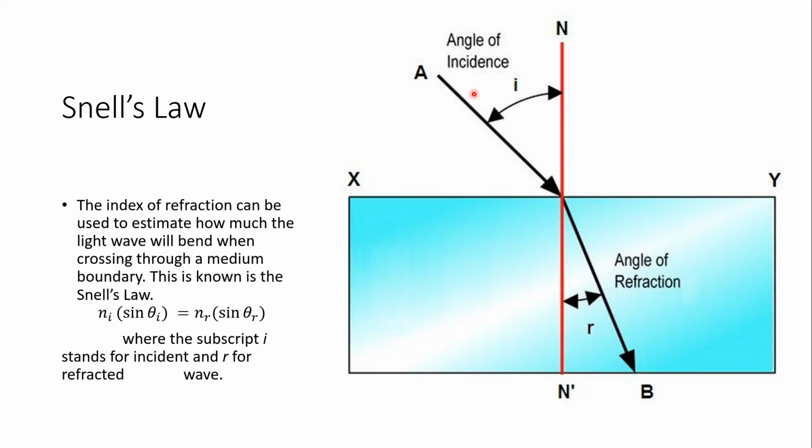Typically, when you're moving from a less dense medium to a higher density medium, the light would bend towards the normal line here, right? When you're moving from a high density medium to a low density medium, your light would bend away from this line that is perpendicular to the surface, right?